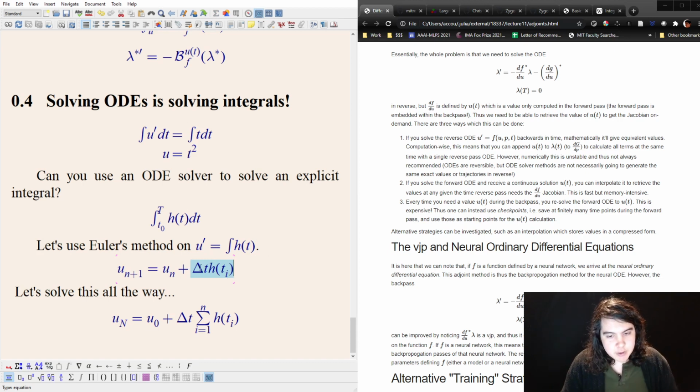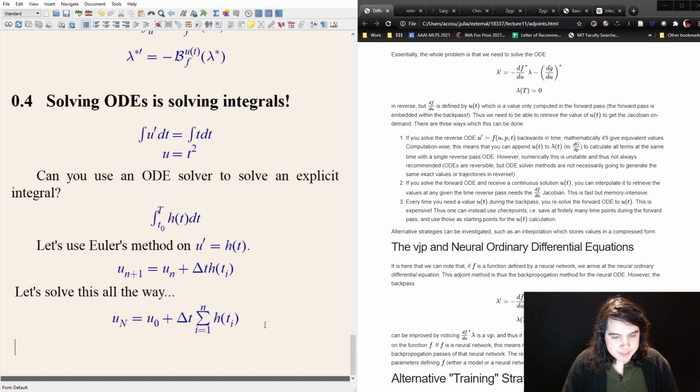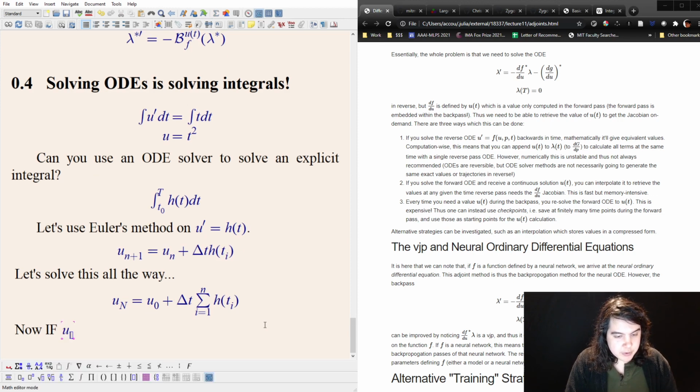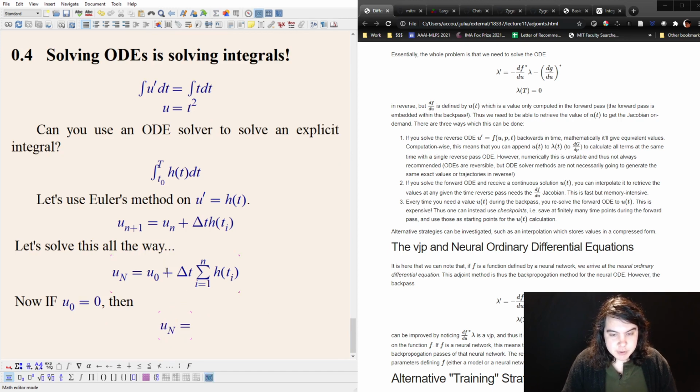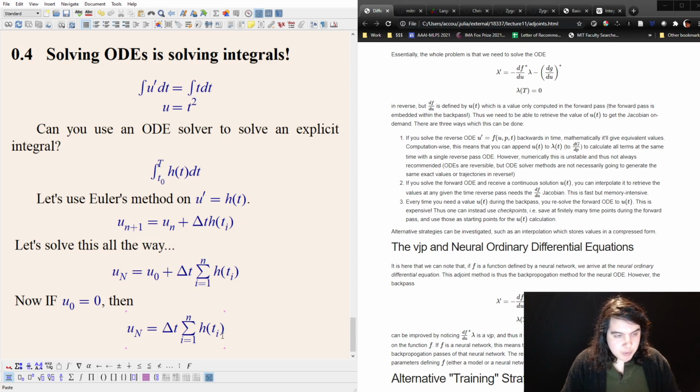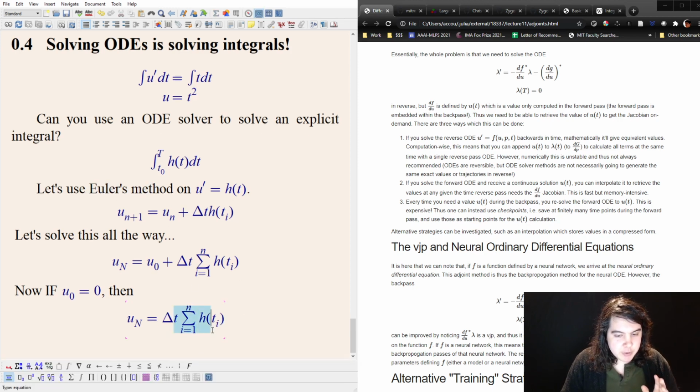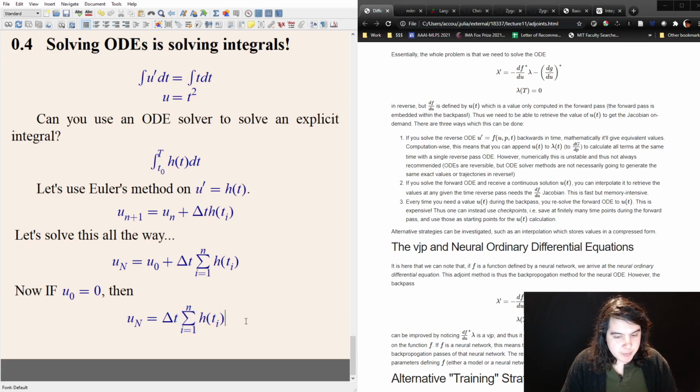So each time you just evaluate, if you're to do Euler's method on u prime equals h of t, something that's only a function of t, then Euler's method turns out to be just adding delta t times h of t each time, and so you can write out the summation. Now, this is a big if, right? If u sub 0 equals 0, then u sub n equals the summation. But what is this summation? If you think about it, this is the Riemann sum. Euler's method is giving you the Riemann sum. This is the approximation to the integral.